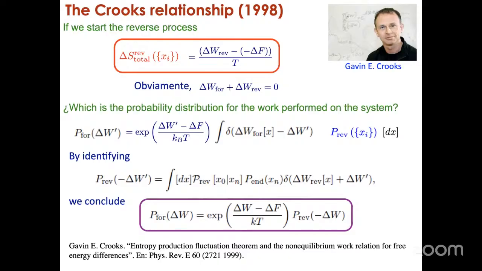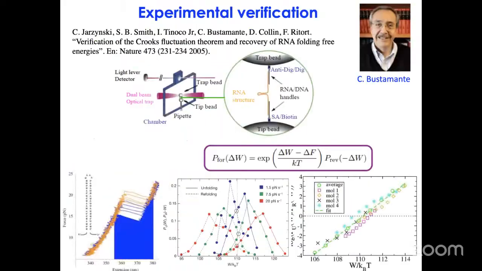And the Crooks relationship was experimentally tested for the first time in 2005 by the Bustamante group. It was in an experiment like this. You have two beads. One is fixed to a piezoelectric to measure the force, and the second one is trapped by an optical tweezer. Then you pull the tweezer and see how much force you need.